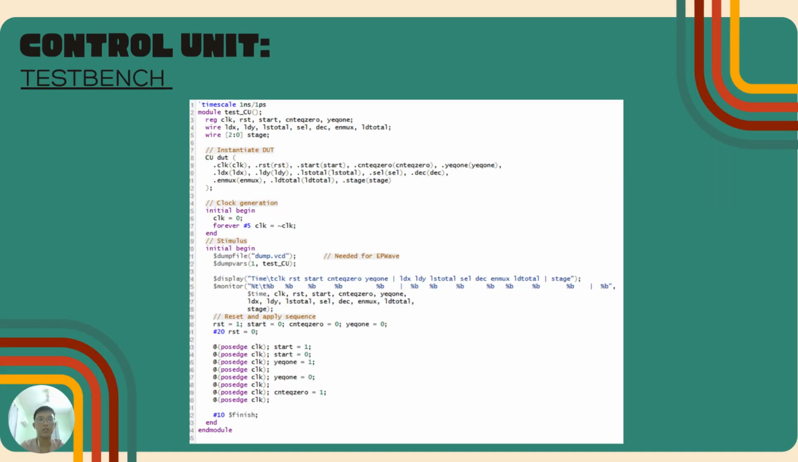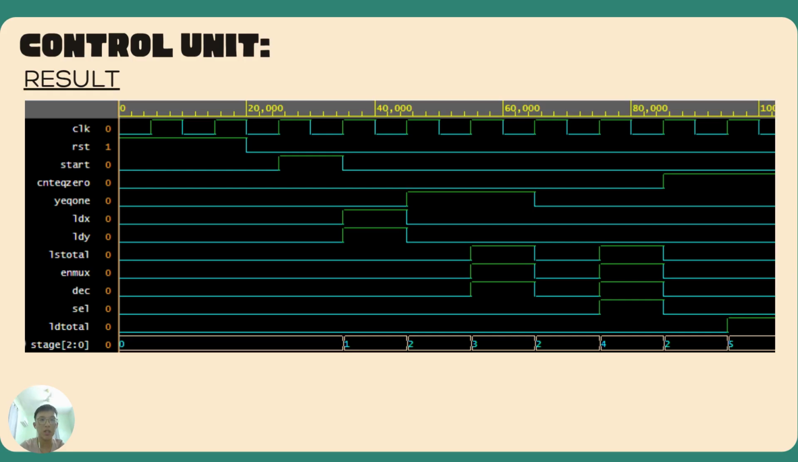So here is the test bench for the control unit, and here is the simulation result. We have the start here to control the system to enter the second stage, where we load the multiplicand and the multiplier. Then we have y equal to 1 to check the least significant bit of y. If it is 1, we enter stage 3. If it is 0, we enter stage 4 from stage 2.